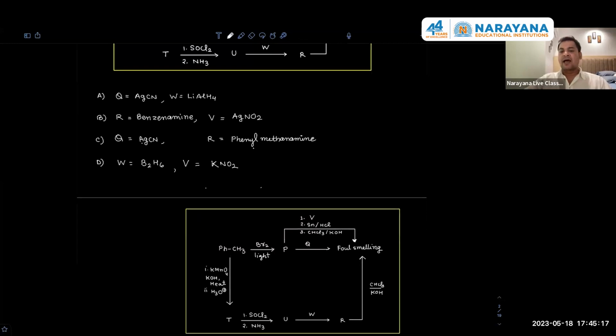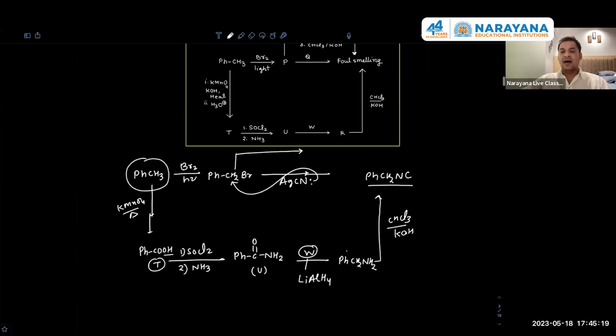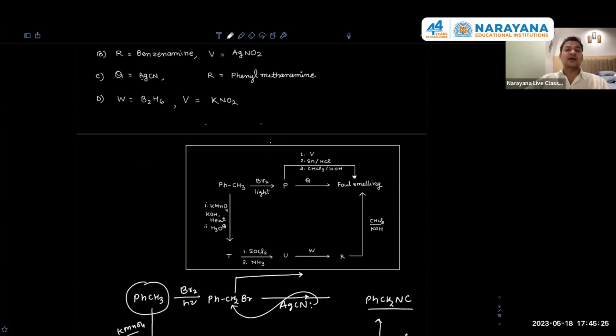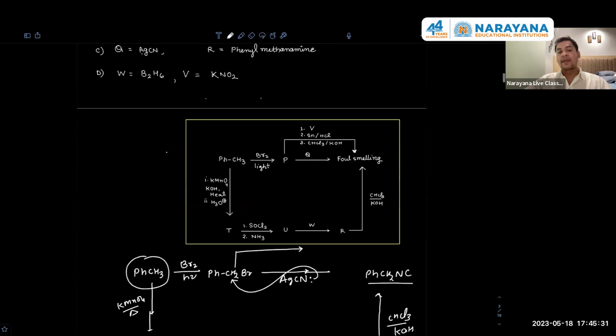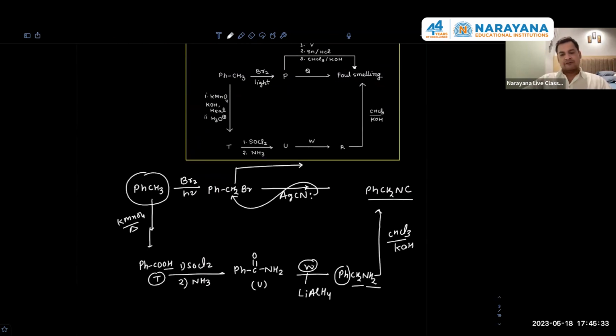R should be phenyl methanamine. This R is phenyl methanamine. That is okay. Now the question is, why are the other options wrong? Why is option V, KNO2, wrong, and why is B2H6 wrong? As per W, if you use B2H6, that will also reduce into the same compound.